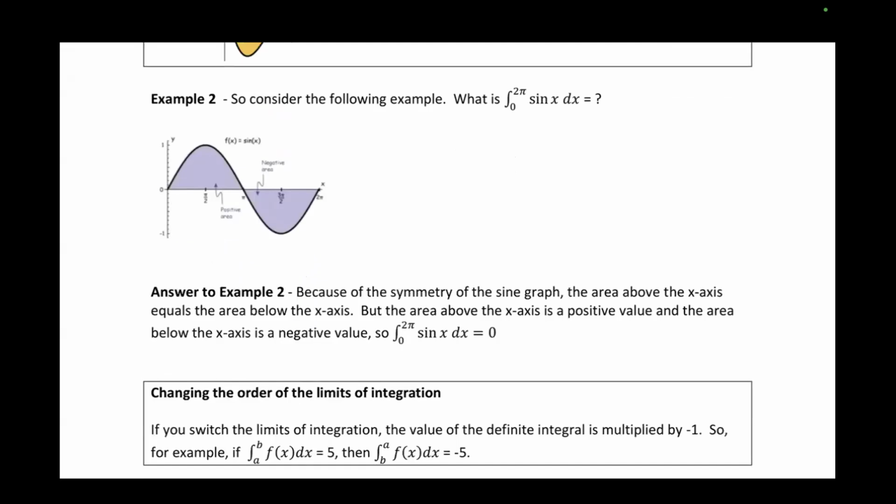So if I consider the definite integral of 0 to 2 pi of sine of x dx, go from 0 to pi to 2 pi. This area is considered positive. This area would be considered negative. Well, by symmetry, those areas are equal, so the definite integral from 0 to 2 pi of sine of x dx would just be 0 because those two values would cancel each other out.